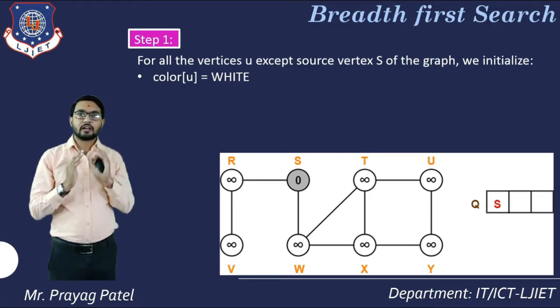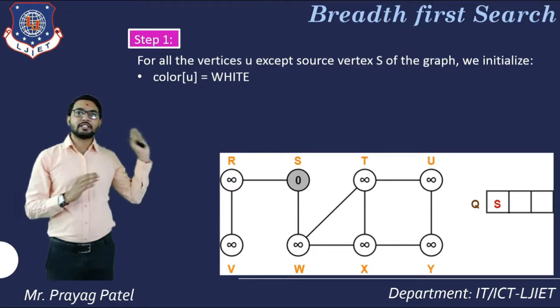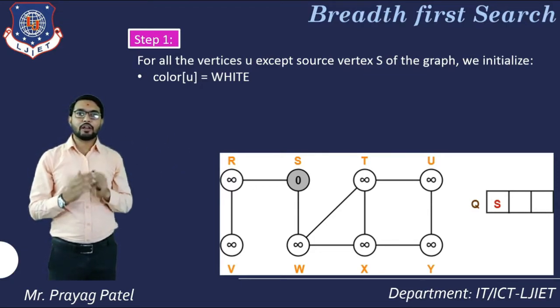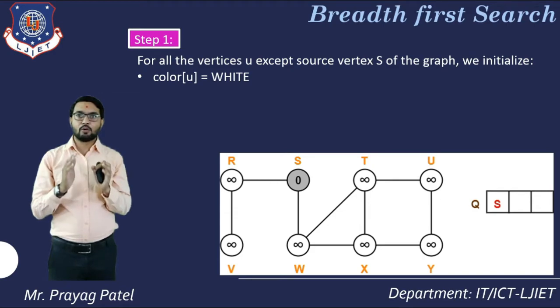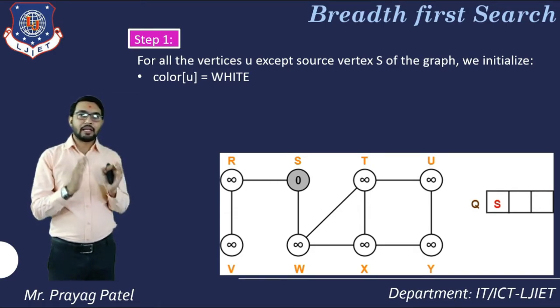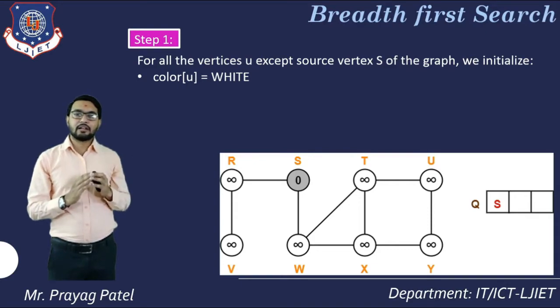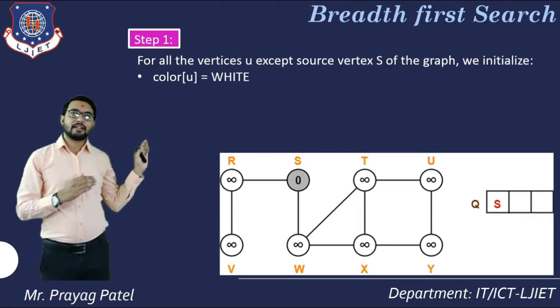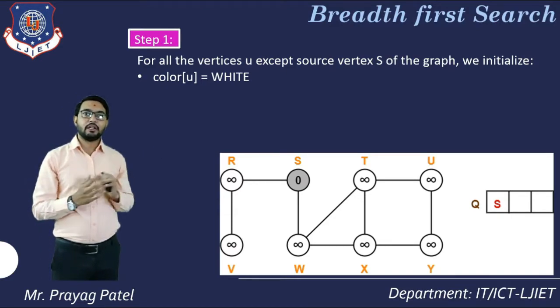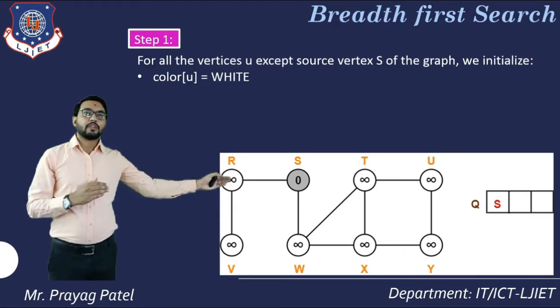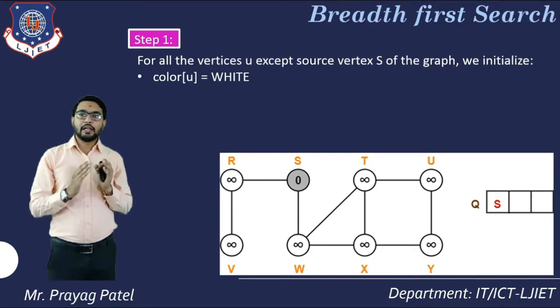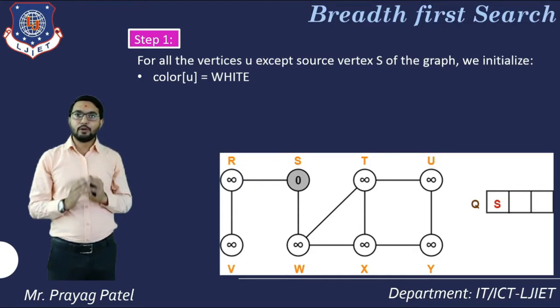First, color of u equal to white, which means initially the color of each and every node is white. Remember that initially all nodes are white, then the first time you visit a node its color becomes gray, and after this the color is made black. Now consider a queue Q. In Q we represent the nodes one by one.